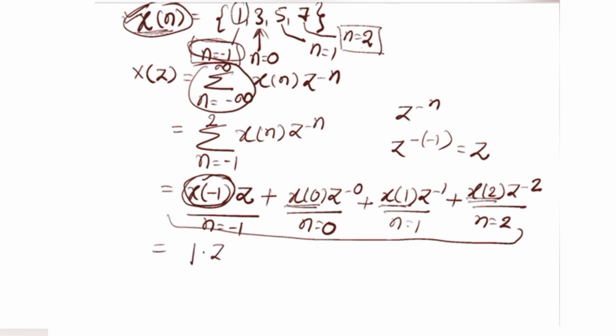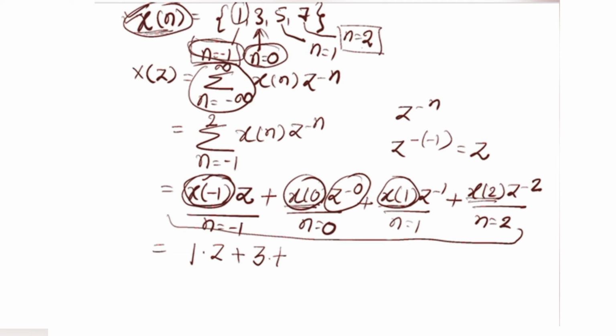1 into z plus x0. x[n] for n equals 0, that is 3 into, now z to the power 0, minus 0 will give you 1. So no need to write it.